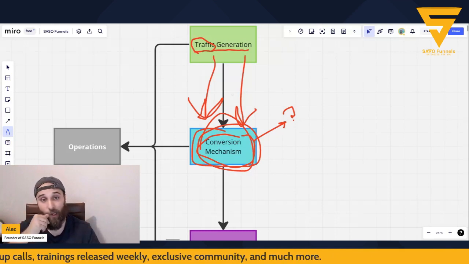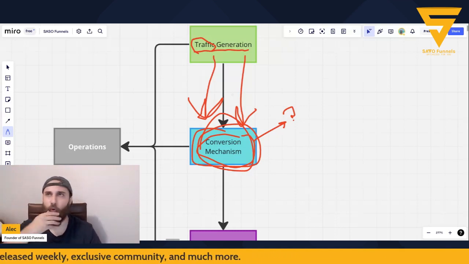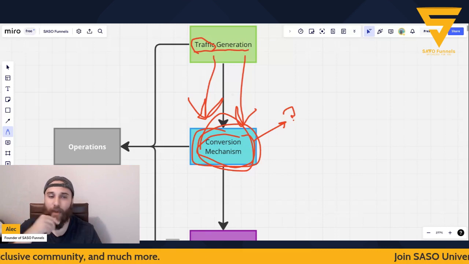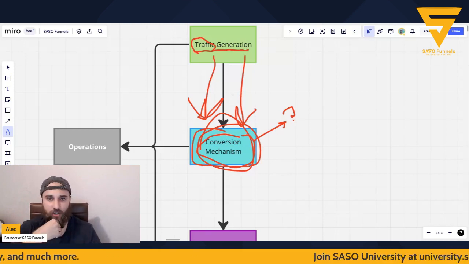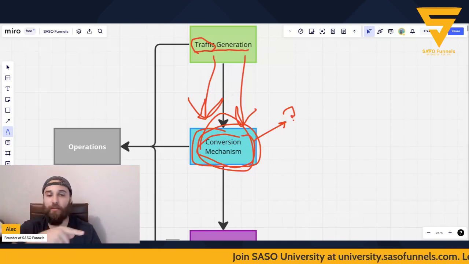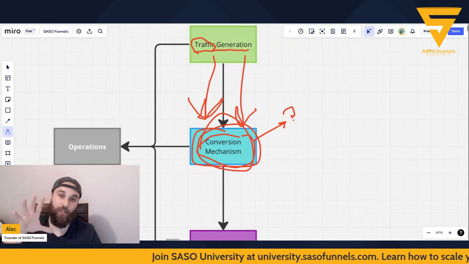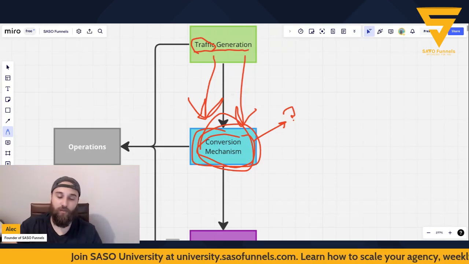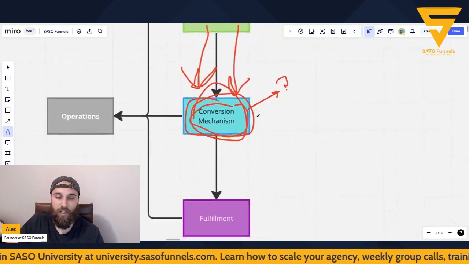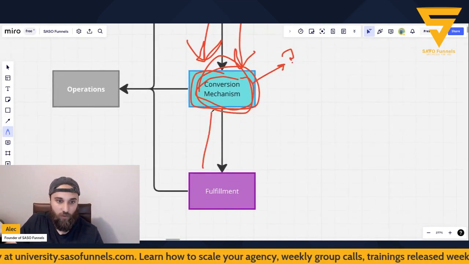You're definitely not going to know until you generate enough traffic and go, cool, now I can look at the data. Maybe the traffic generation is high, but my conversion is low. So now let me start split testing with the conversion mechanism. But until you generate and push a lot of traffic to that conversion mechanism, you're going to have no idea. Now, once you convert, you've got to fulfill.